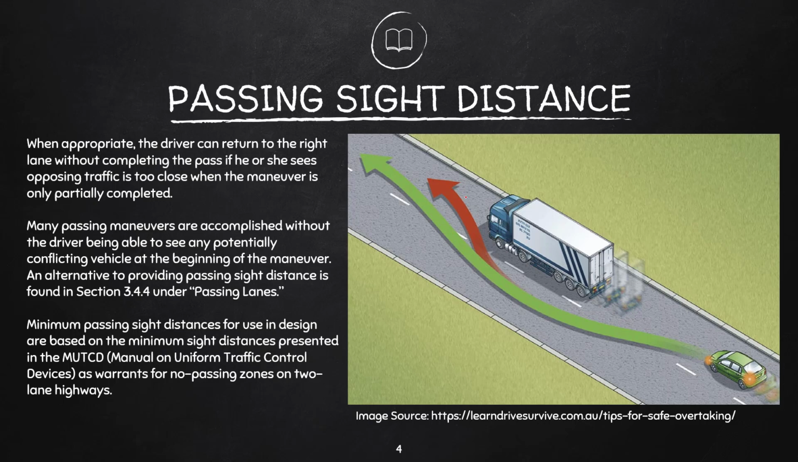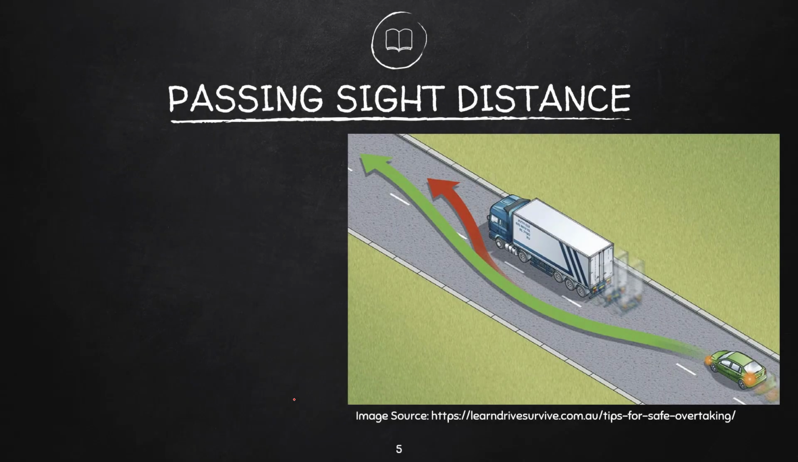So, there are some sections of our roads where passing is not allowed. This is very common in roads with sharp curves. So, there are road signs and pavement markings placed indicating that passing or overtaking is not allowed in that road section.